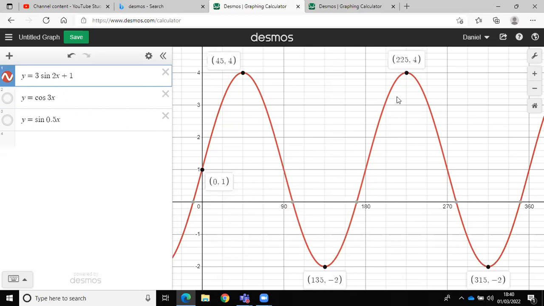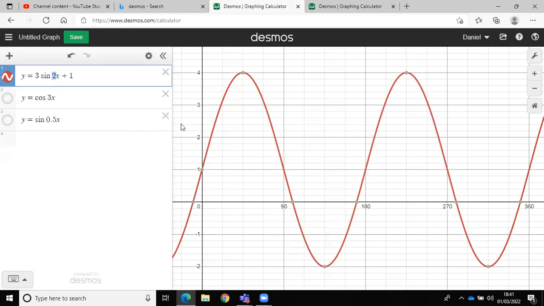The 2x is how many waves you get in the 360, and your plus 1, we've moved all the milestones up 1. So those two things we learned about last week haven't changed. The amplitude and moving it up the y-axis haven't changed. What we've added is just how many full waves we get in between 0 and 360.